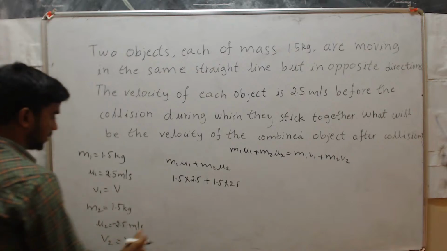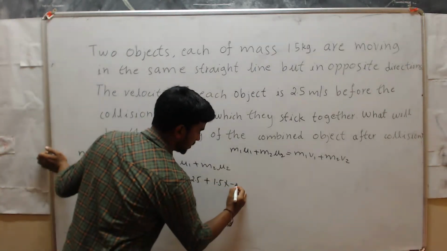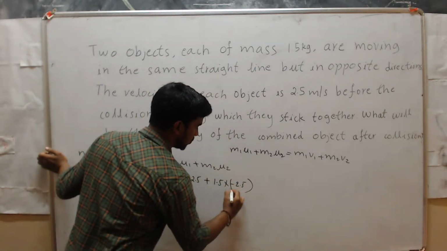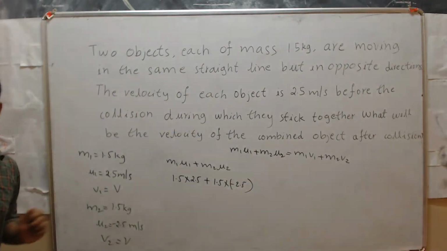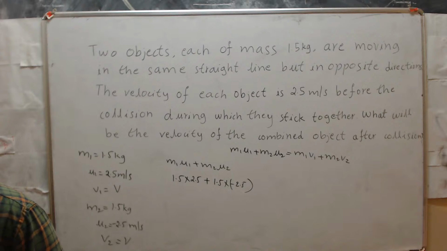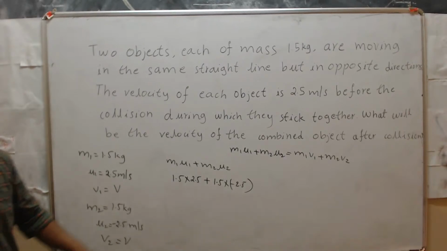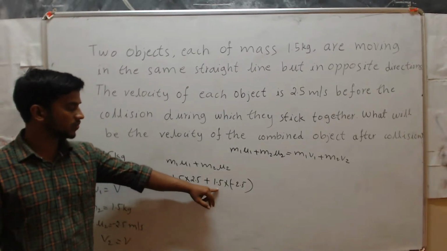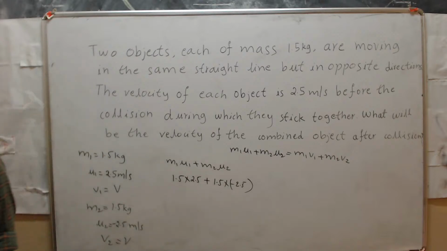And here you have to take minus, right? Because it is minus 2.5. Then what is the answer? I'm waiting for your answer. Only one student responded. First, tell me, what is the answer? 1.5 into 2.5 plus 1.5 into minus 2.5.